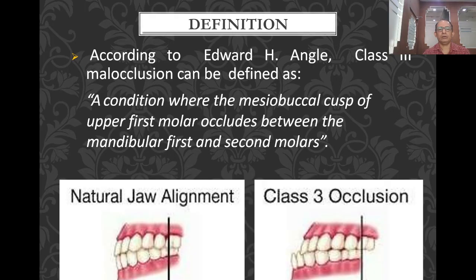Coming to the definition, according to Edward H. Angle, Class 3 malocclusion can be defined as a condition where the mesiobuccal cusp of the upper first molar occludes between the mandibular first molar and the second molar.